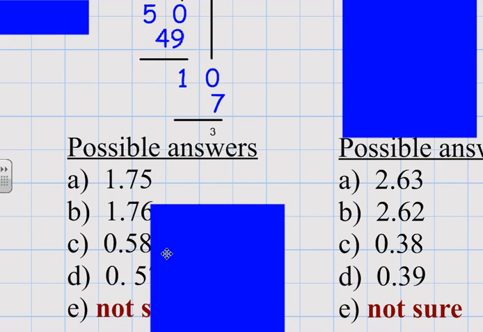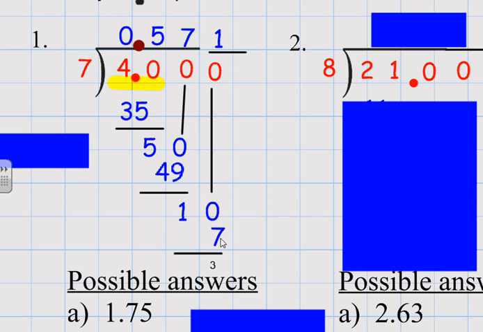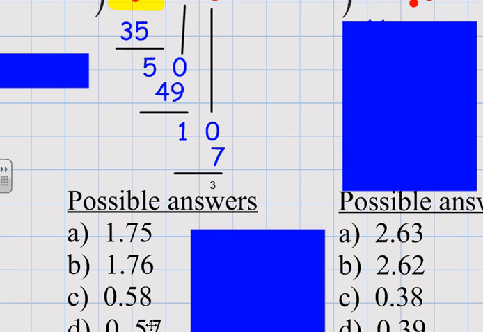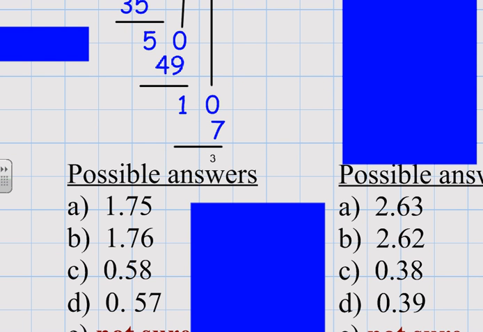So if I look at my answers, I see some of them look like they're rounded. Is this 1 going to round up to 7 or is it going to remain the same? It's going to keep it the same. So the correct answer that you're going to want to stick with is 57 hundredths.